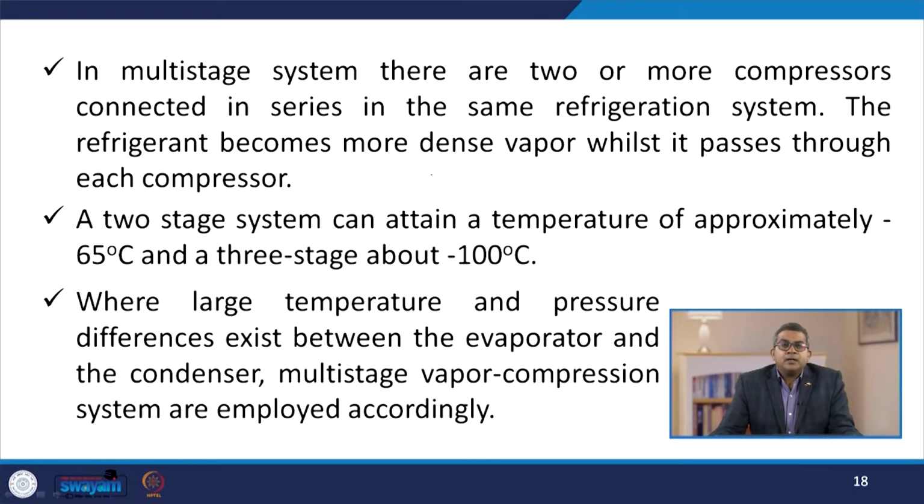In a multi-stage system, two or more compressors are connected in series in the same refrigeration system. The refrigerant becomes more dense vapor while it passes through each compressor. A two-stage system can attain a temperature of approximately minus 65 degrees Celsius and a three-stage about minus 100 degrees Celsius. Where large temperature and pressure differences exist between the evaporator and the condenser, multi-stage vapor compression systems are employed accordingly.